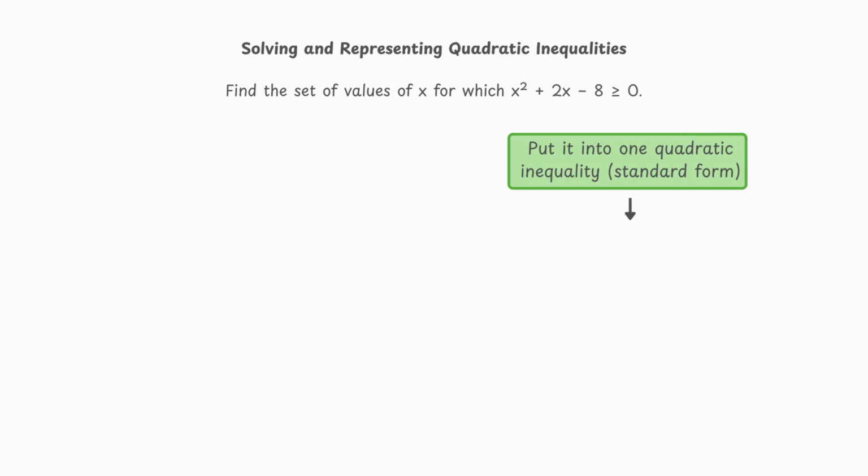Now let's move on to solving a quadratic inequality. We are asked to find the set of values of x for which x squared plus 2x minus 8 is greater than or equal to 0. Let's follow the steps carefully. Step 1, write the inequality in standard form. In this case, it is already in standard form. x squared plus 2x minus 8 is greater than or equal to 0. So we can move straight to the next step.